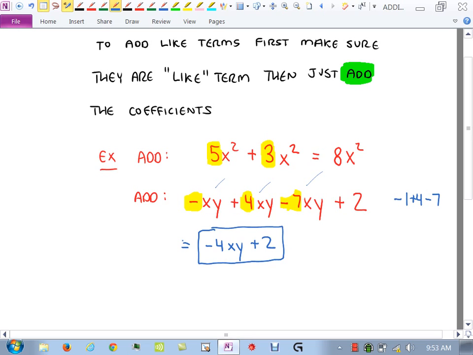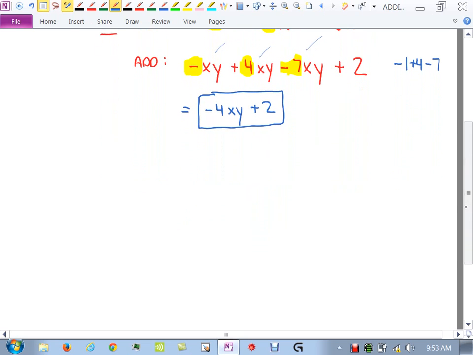Okay, now we need to get a little more complicated. All right, so that's what we're going to do. Okay, I want you to add here. I'm going to start off by putting this in parentheses. X squared minus 3x plus 3 plus 7x squared minus 5x minus 4.